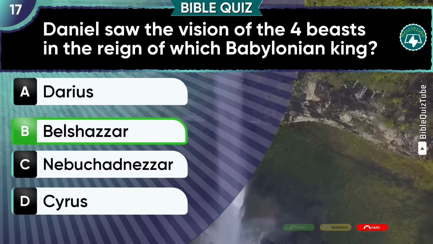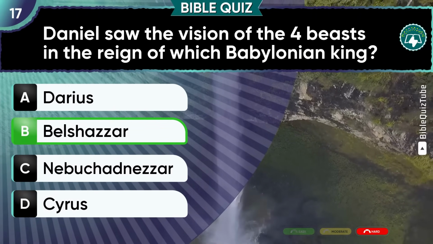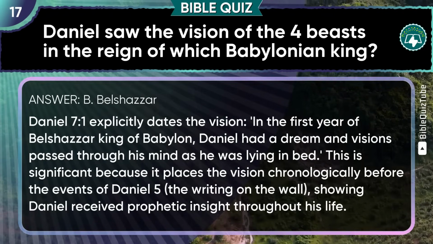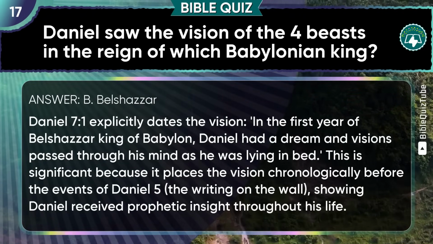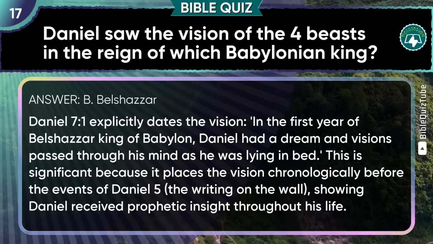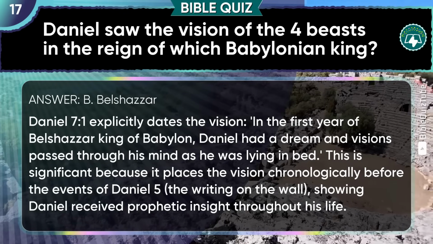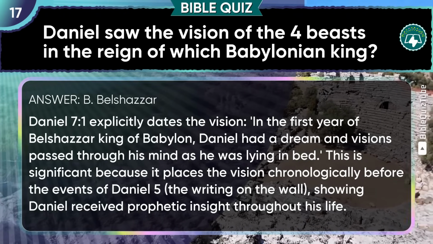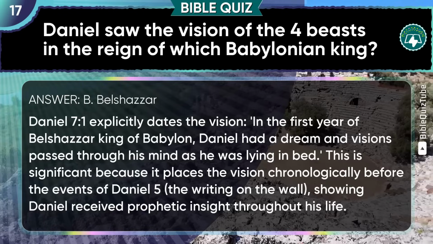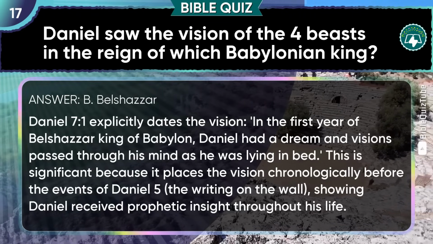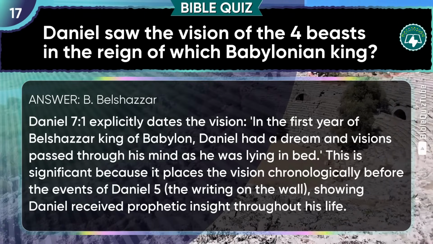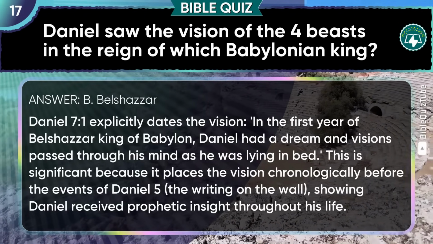B. Belshazzar is the correct answer. The explanation. Daniel chapter 7 verse 1 explicitly dates the vision. In the first year of Belshazzar king of Babylon, Daniel had a dream, and visions passed through his mind as he was lying in bed. This is significant because it places the vision chronologically before the events of Daniel 5, the writing on the wall, showing Daniel received prophetic insight throughout his life.